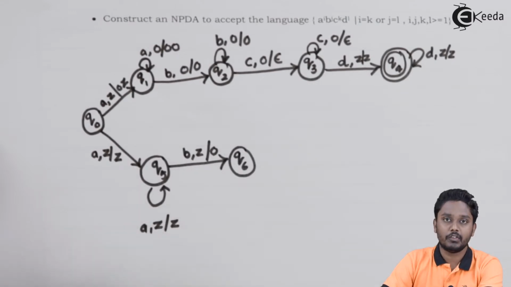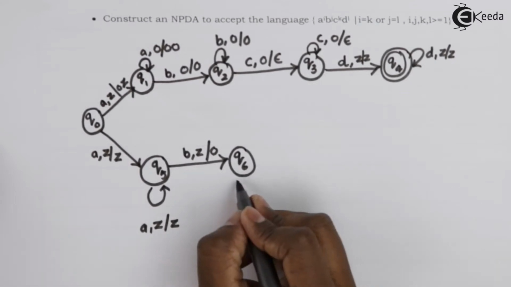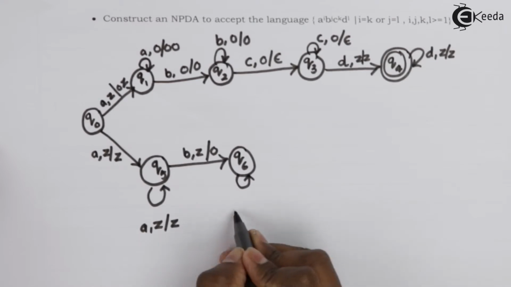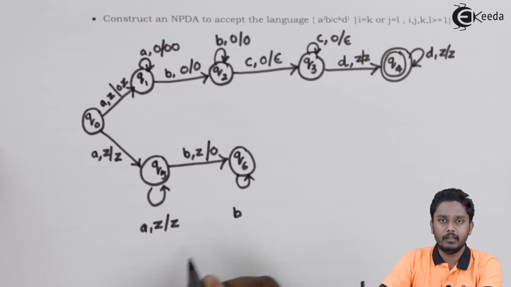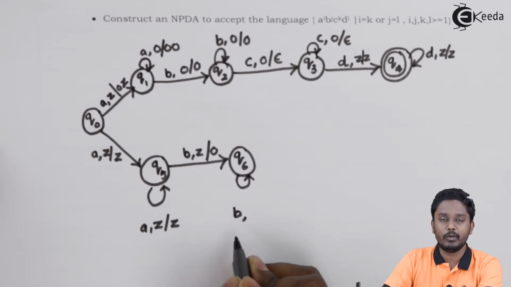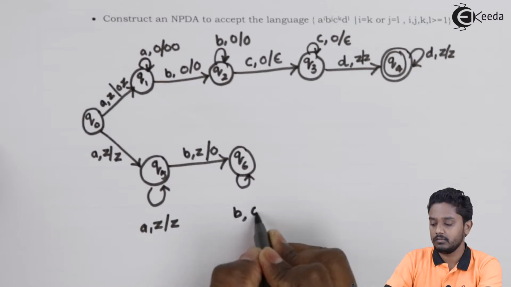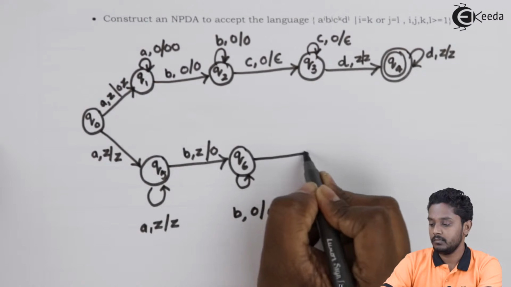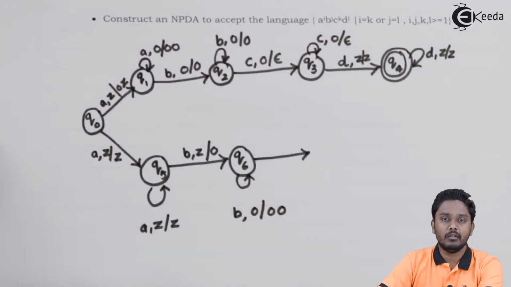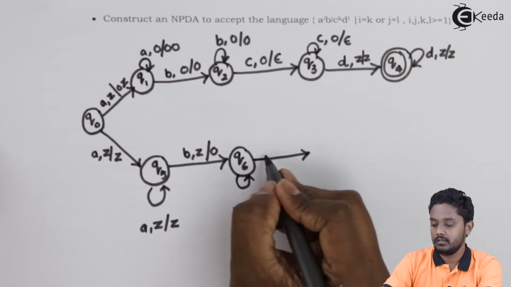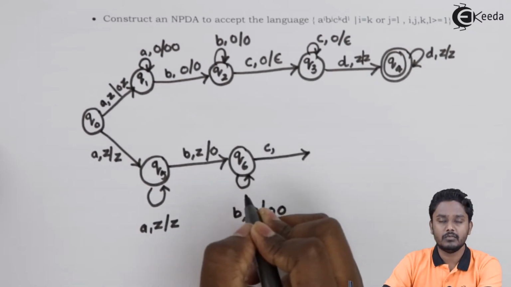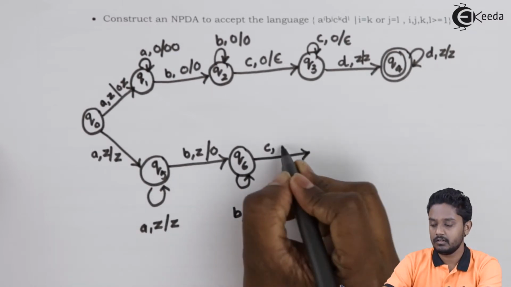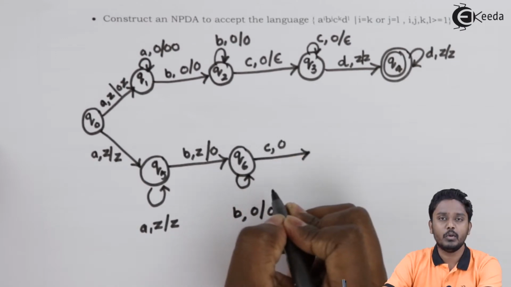Let us say Q6 is the state we are using. With every B, 0 as the top of the stack, push one more 0. Now we will encounter C, which we can skip. C with 0 as the top of the stack, keep the 0 as it is.